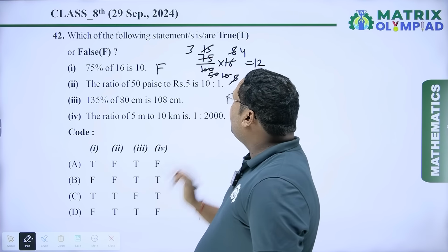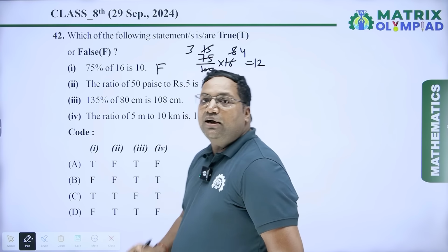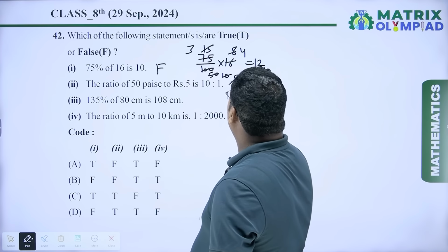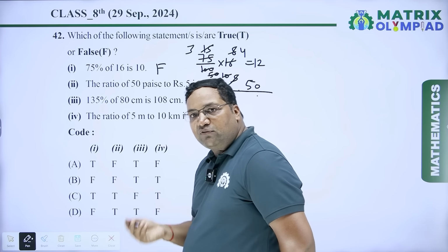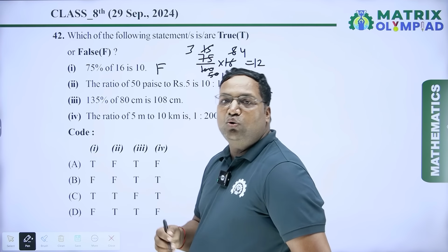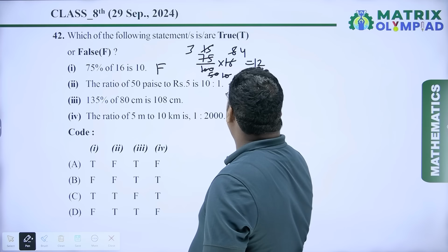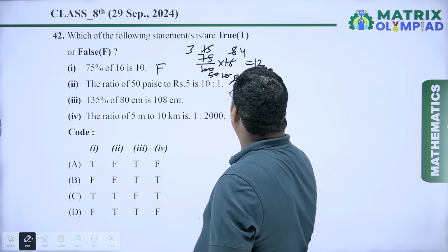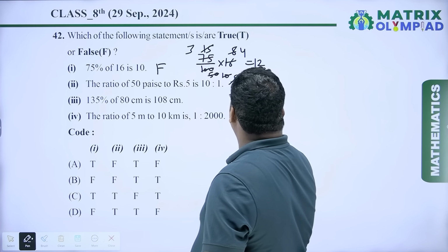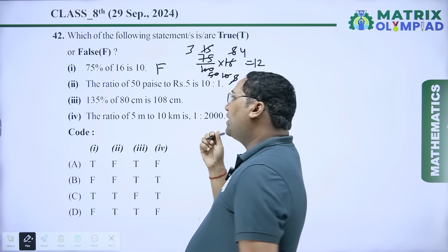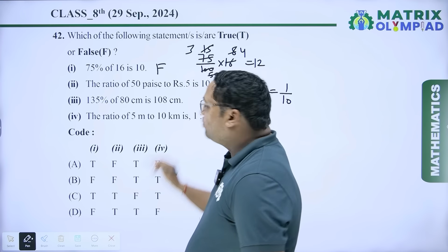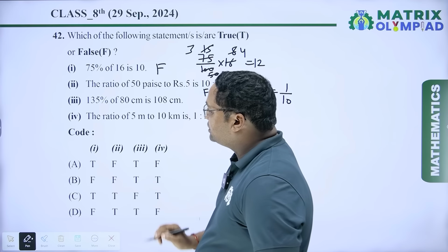The ratio of 50 paisa to 5 rupees is 10:1. Let's check: we have to convert 5 rupees into paisa, so 5 multiplied by 100, which is 500. 50 divided by 500 is 1 by 10, so the right answer is 1 by 10, but it is given as 10:1, so it is also a false statement.